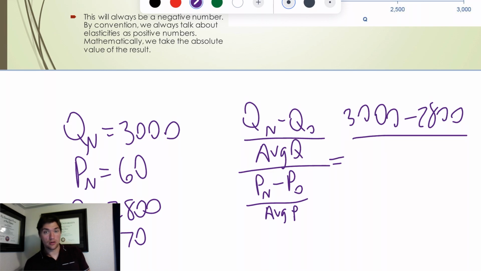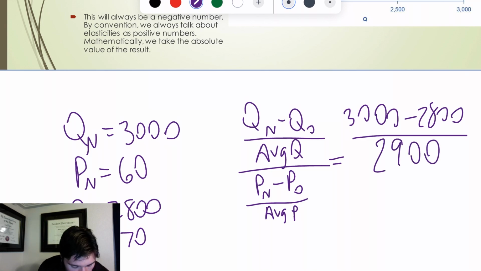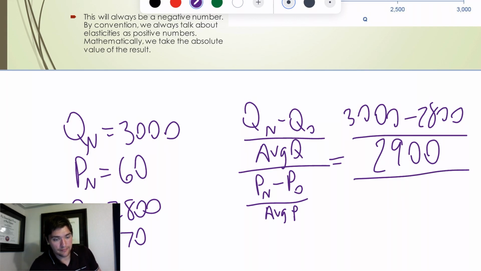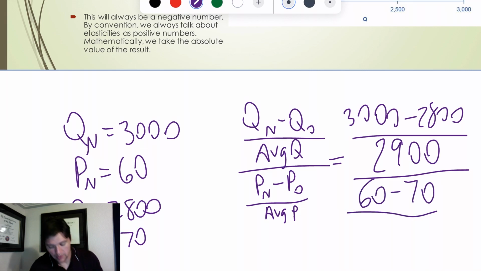To find the average, you add and divide by how many you have. So it'll be 3,000 plus 2,800 divided by 2. That should be 2,900. You add them together and divide by 2. Now we need to do the price: new price minus old, 60 minus 70, divided by the average price, which will be 60 plus 70 divided by 2. So it should be 65. Add together, divide by 2.